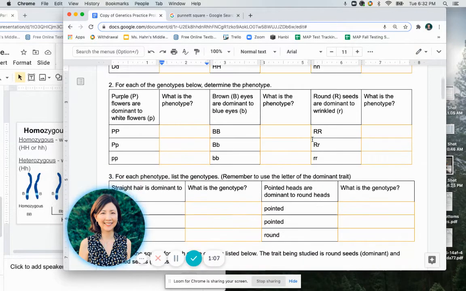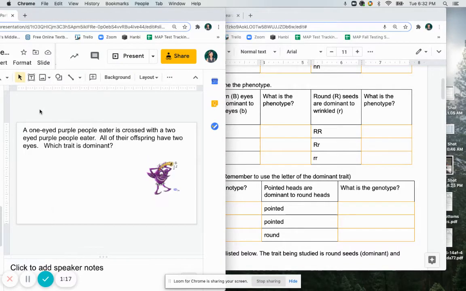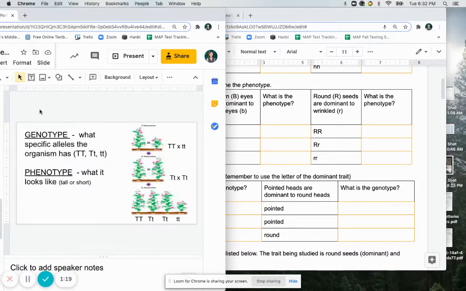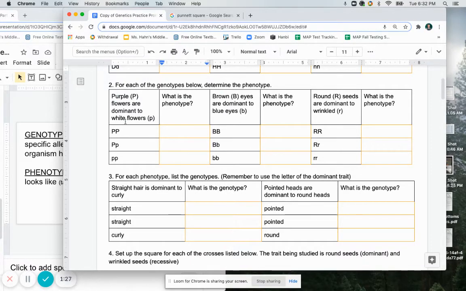For number 2, the genotypes are given, and then you need to write the phenotype. So hopefully you remember genotypes and phenotypes. Genotype is what alleles it has, and phenotype is what it looks like. So here, purple is dominant to white, and purple is represented by a big P allele, and white is represented by a little p. So you always use the same letter, and the dominant is going to be capital, and the recessive is going to be lowercase.